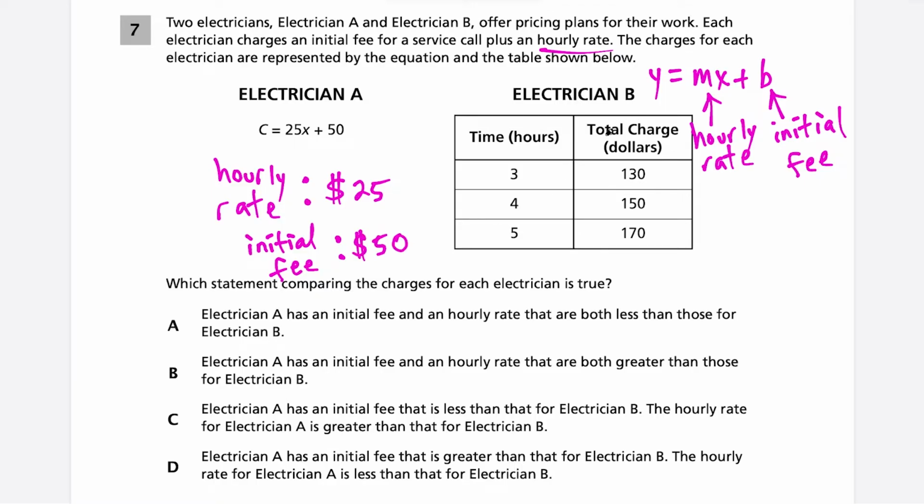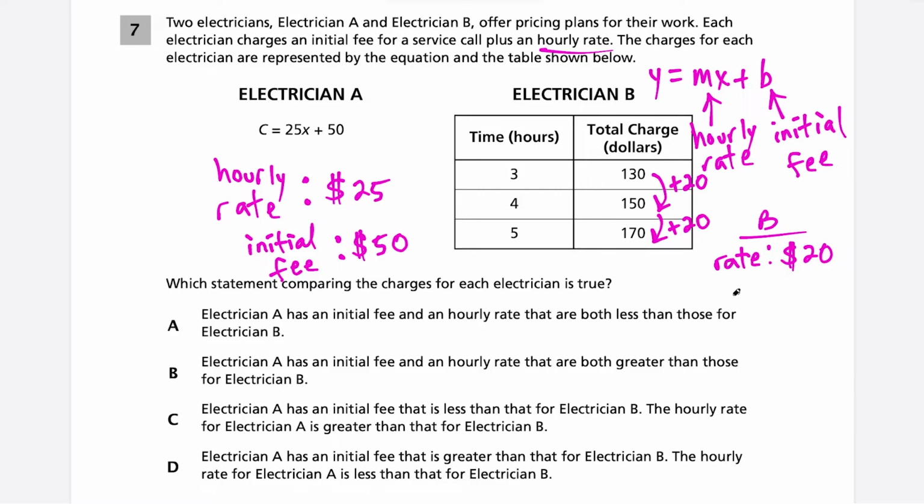Now, electrician B is a little bit more complicated, but we just have to look for what we see in the table. Notice as the time goes up by 1, we're counting by 1s, going 3, 4, 5. Let's think about what we are skipping by to get from here to here. Well, to get from 130 to 150, that's going up 20. So that's plus 20, and the time is going up by 1. That tells us the hourly rate is $20 per hour. So for electrician B, the rate is $20 an hour.